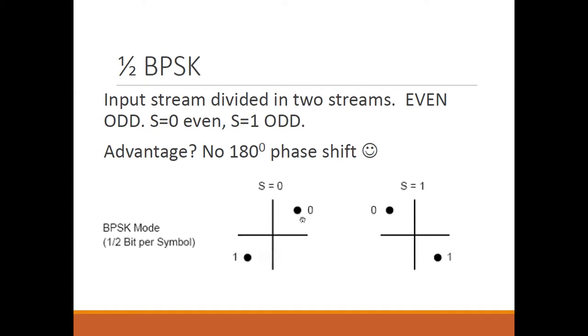So zero sent here and zero sent here have a 90 degree phase difference, and one sent here and one sent here are also again 90 degrees out of phase. Basically you never get a signal that is transmitted 180 degrees out of phase.